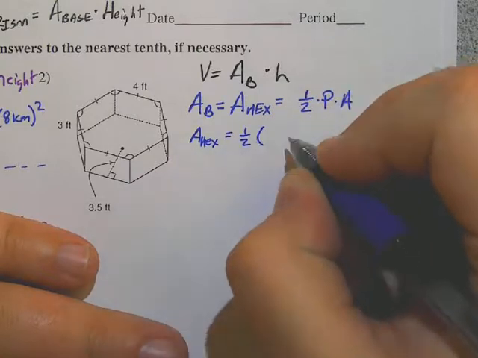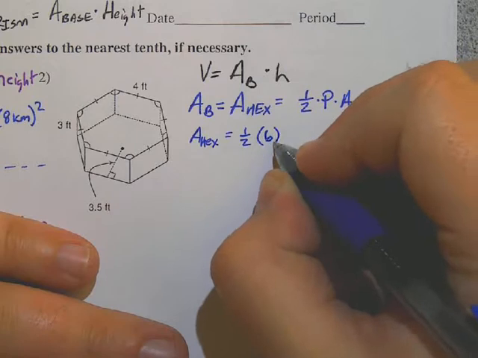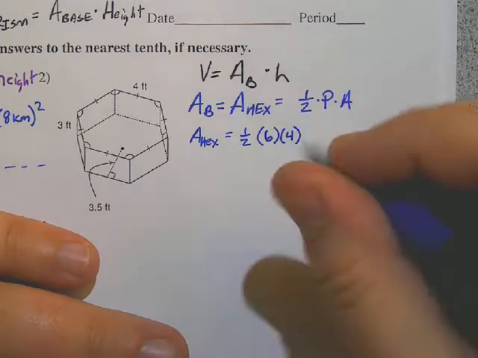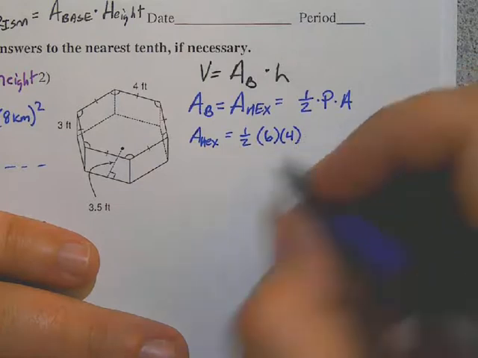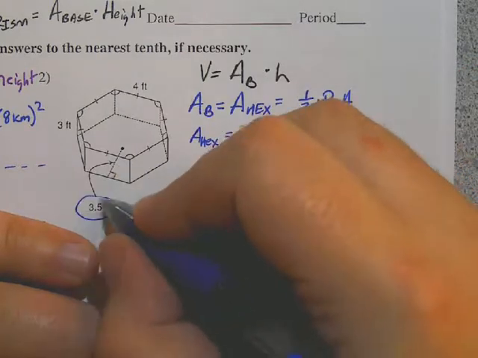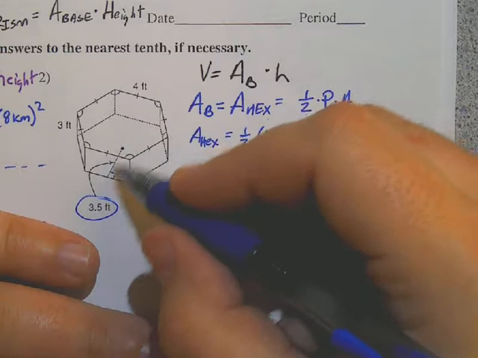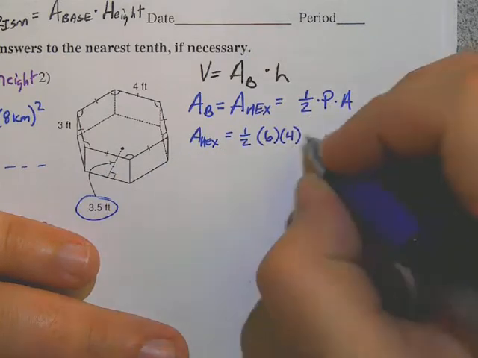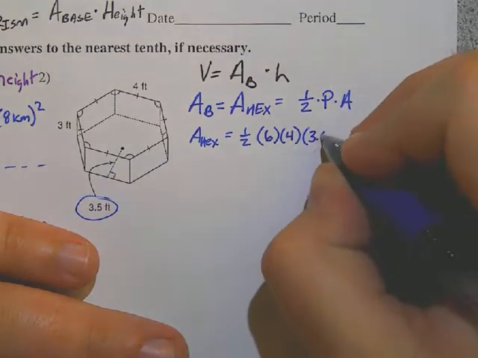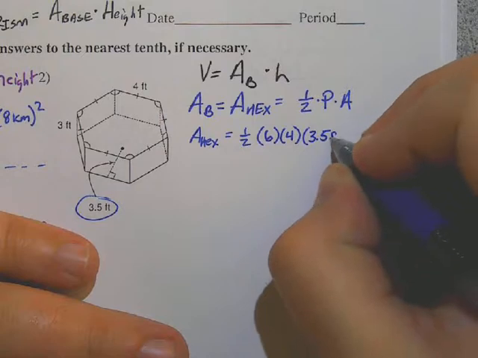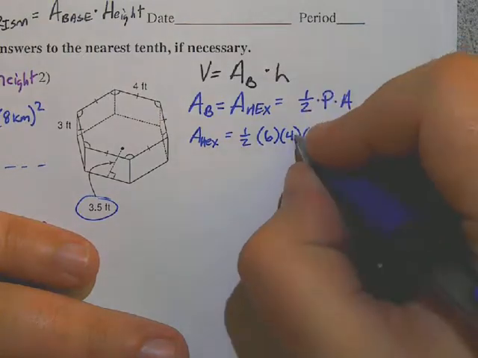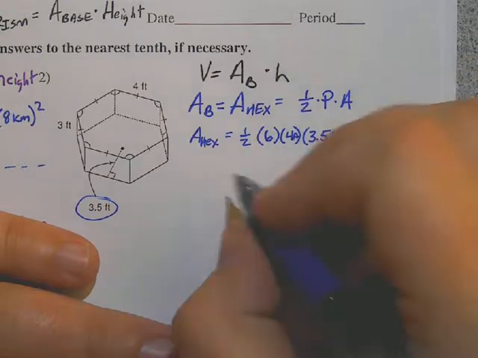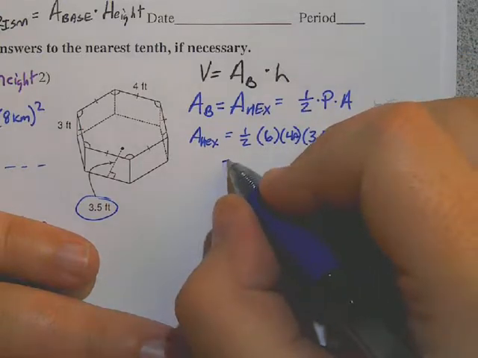So the area of the hexagon, the perimeter, is going to be 6 times 4. That's 24, because each one of these is 4 foot, and there's 6 of them. Times the apothem. Well, the apothem is this line down here. He looks like a radius of the hexagon. So that's going to be times 3.5 feet.